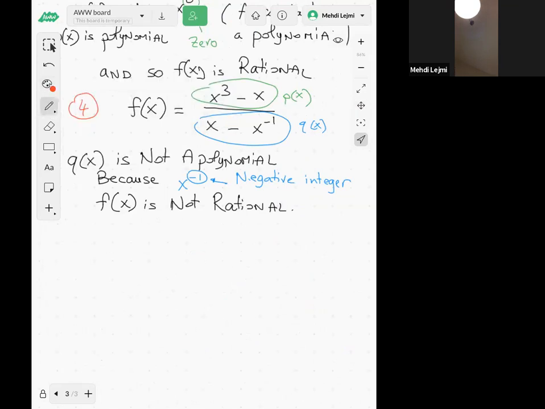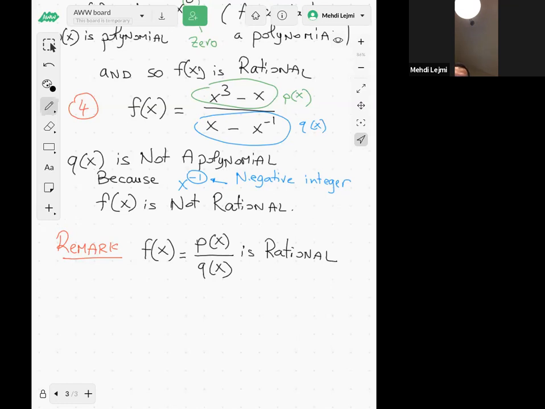The domain. If you have a rational function, so f of x, let's say, is p of x over q of x, this is a rational function, right? Then the domain of f, because this is a quotient, we have a division right here.